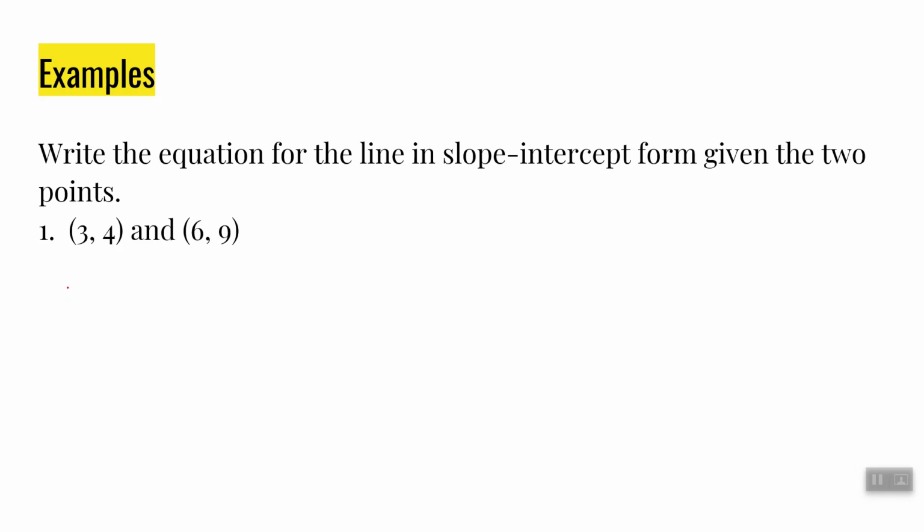So first we're going to calculate the slope. Remember, when we calculate slope, it's y2 minus y1, so that's 9 minus 4, over x2 minus x1, which is 6 minus 3. 9 minus 4 is 5. 6 minus 3 is 3. So our slope is 5/3. Now we are where we were yesterday. We have the slope and we have a point. We actually have 2 points.